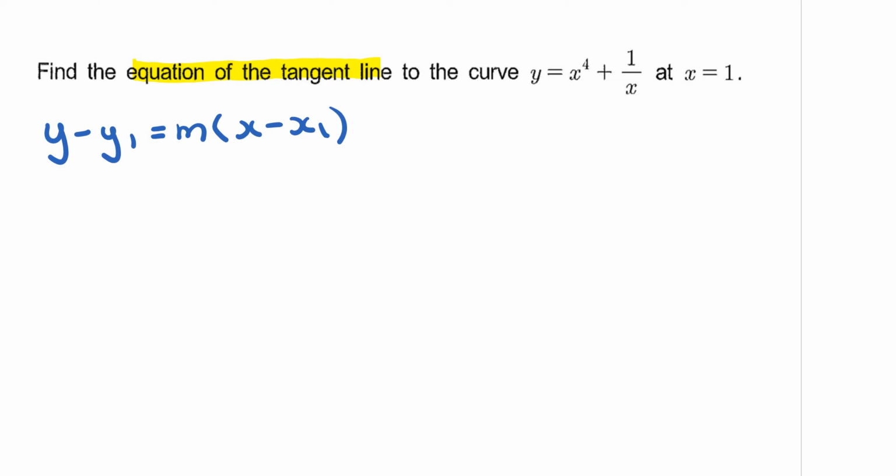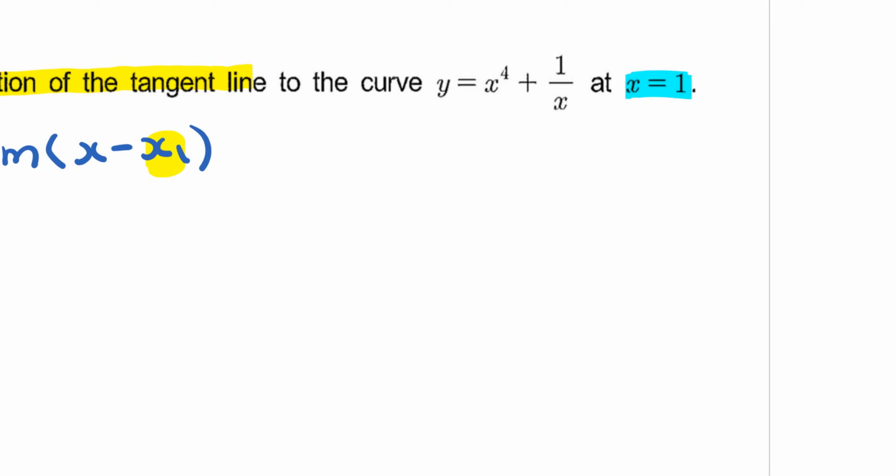Okay, this time, what we did last time was we found the values of y1 and x1. And this time we're just given the value of x1, which is 1, so we need to find the y value, right? So if I want to find the y value, I would compute f of 1. And what that really means is that all these x values will get replaced with 1. So this would be 1 to the power 4, and then plus 1 over 1.